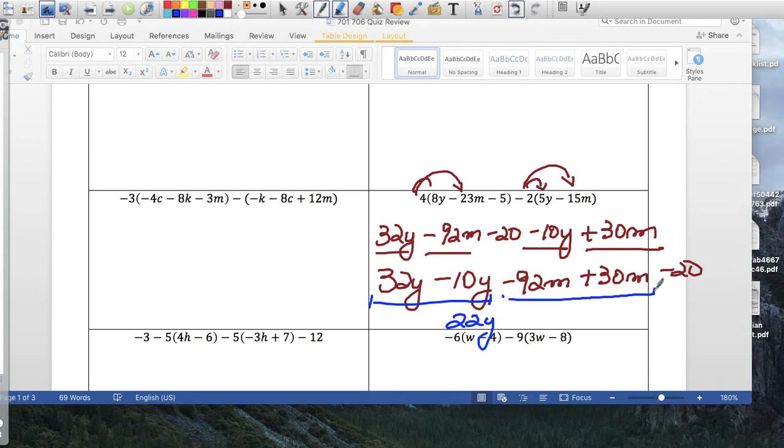Negative 92 plus 30, so if I pull that out without the variables, I know it's going to be something, and I just don't know if it's positive or negative. Well, negative 92 plus 30, there's definitely more negatives. And how many more negatives are there? Well, subtract, and you get 62. So it's negative 62m. And the minus 20 just tagged along with the end.